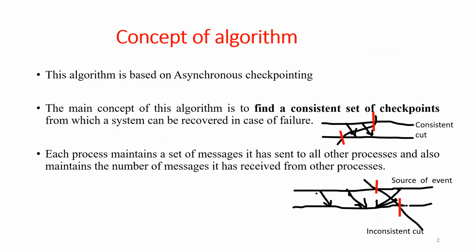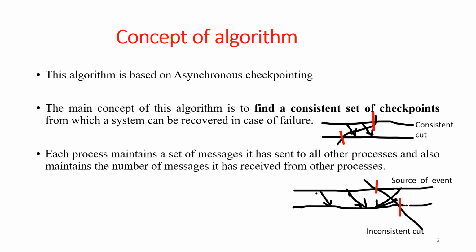In synchronous checkpointing, all processes are cooperating and waiting for a time. There is a control over the processes. But here in asynchronous, there is no control. The main concept of this algorithm is to find a consistent set of checkpoints from which a system can be recovered in case of failure.